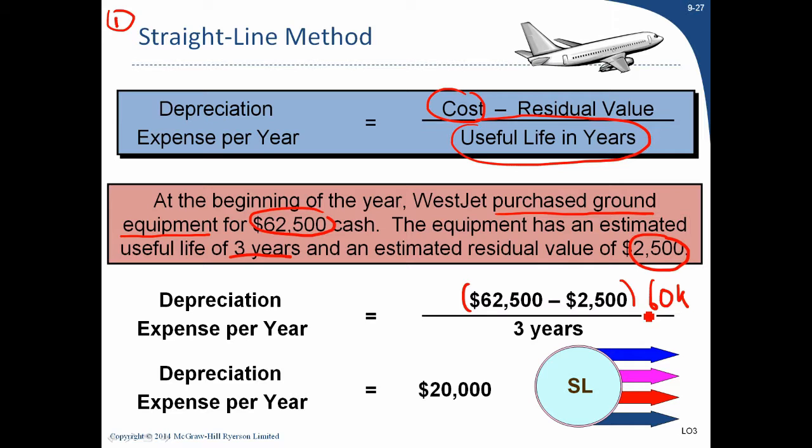Remember how a gain or loss arises? The gain or loss on sale of a long-lived asset arises where the amount of money you receive, the proceeds from the asset, are greater or less than the carrying value. The way we've set up our equation, we're saying that we're going to depreciate 20 grand a year, such that at the end of the 3 years, the carrying value will be equivalent to the residual value of 2,500. So this depreciation expense of 20 grand per year is just the 60 over 3.